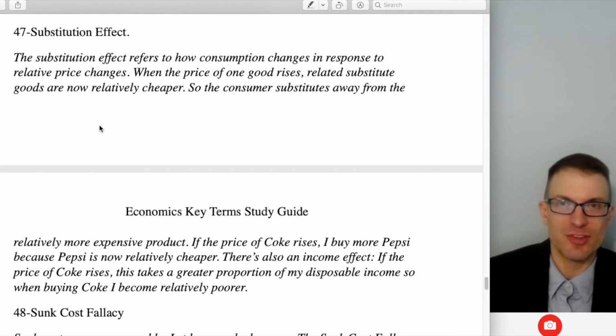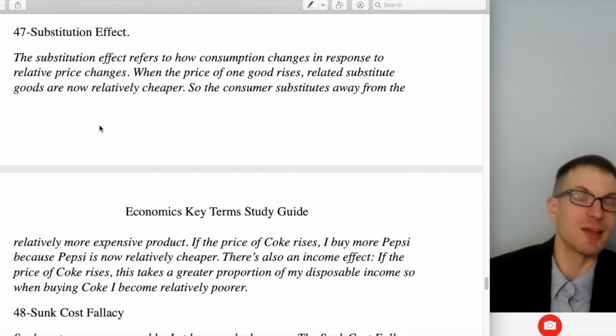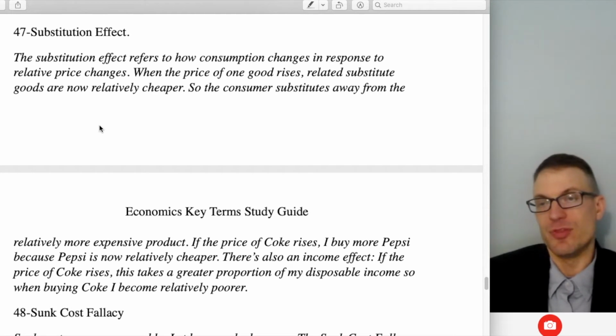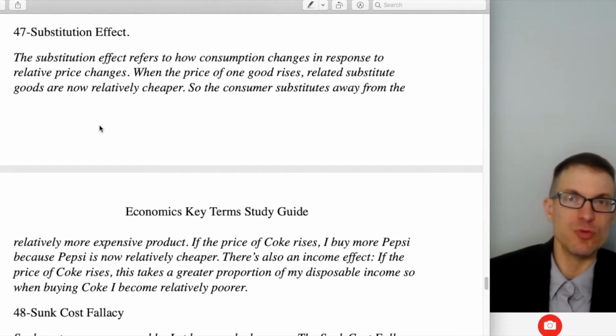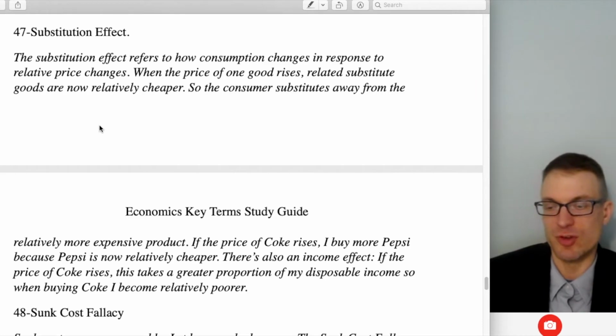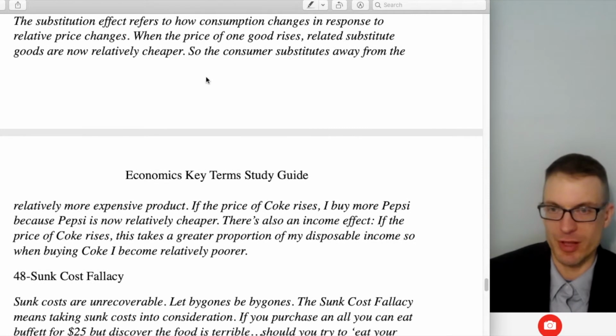Now if I keep buying the same amount of coffee, I have less money to spend on other things. That's the income effect. So I buy less of the other goods. The substitution effect has to do with the price changes of goods relative to other goods you might be consuming. And that's my comment right here.